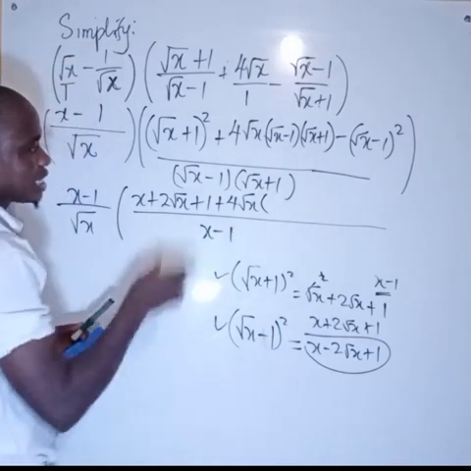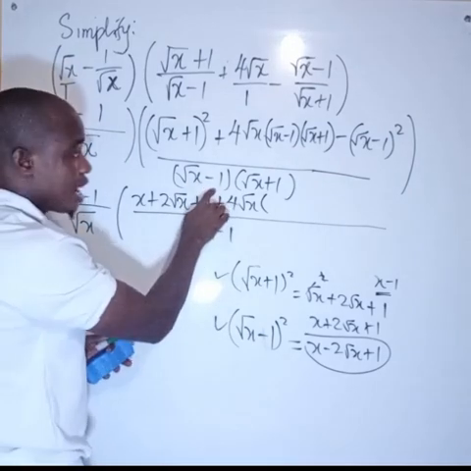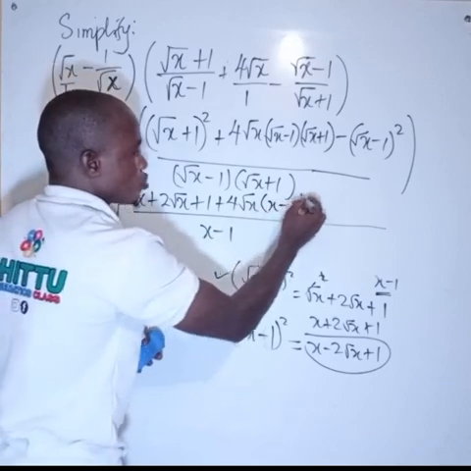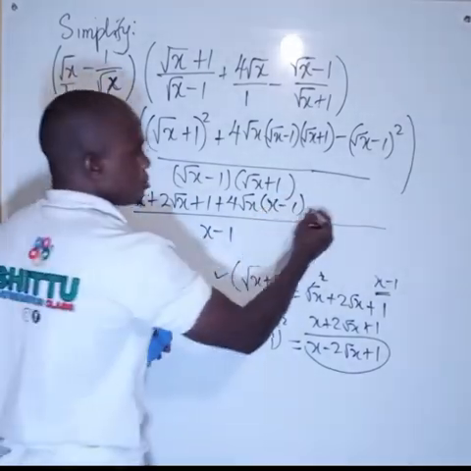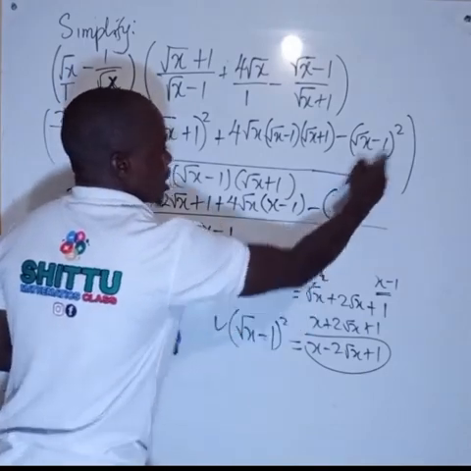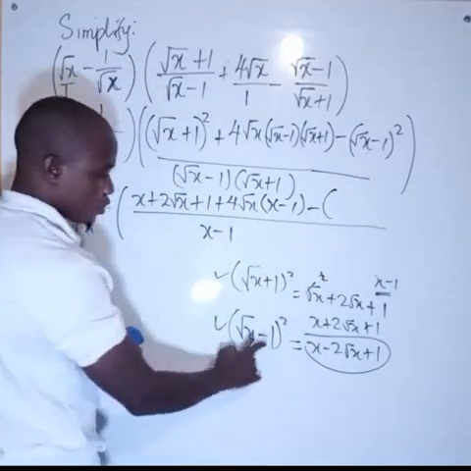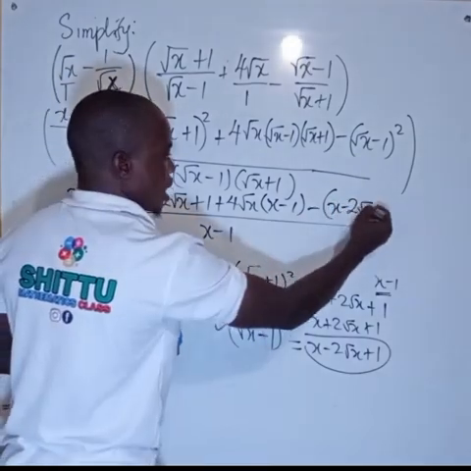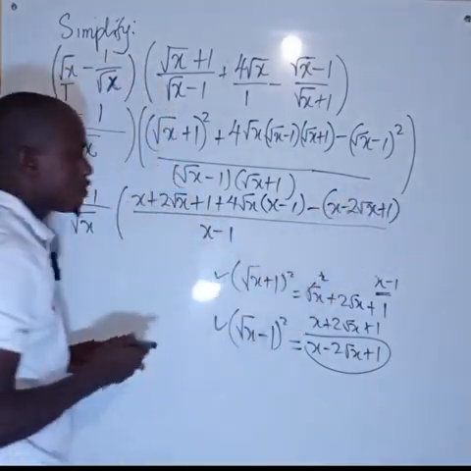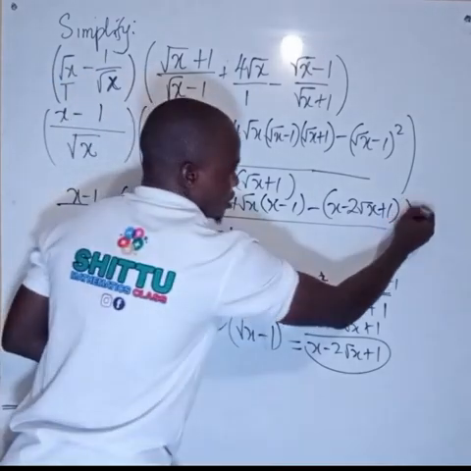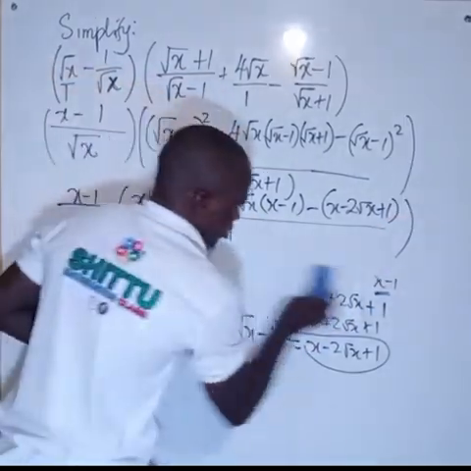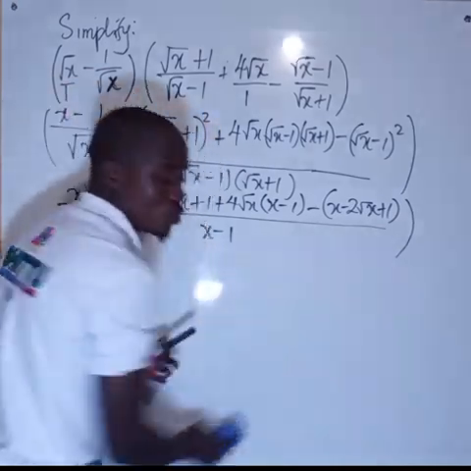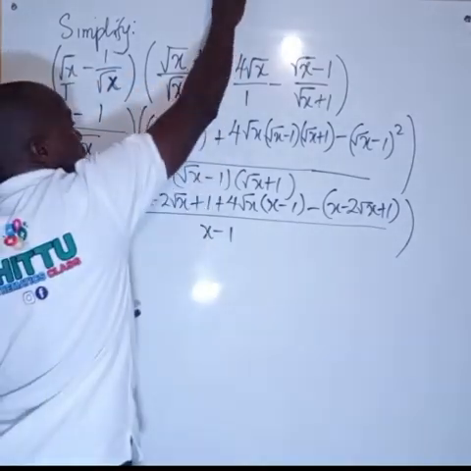So it's the same thing with this at the denominator. Definitely we're going to replace it with x minus 1. We have x minus 1. Are you following? Then minus, here we have root x minus 1 squared. This is x minus 2 root x plus 1. Are you following? So I have this. You can see that it is not really easy, but when you know what you are doing, you're going to get it right.